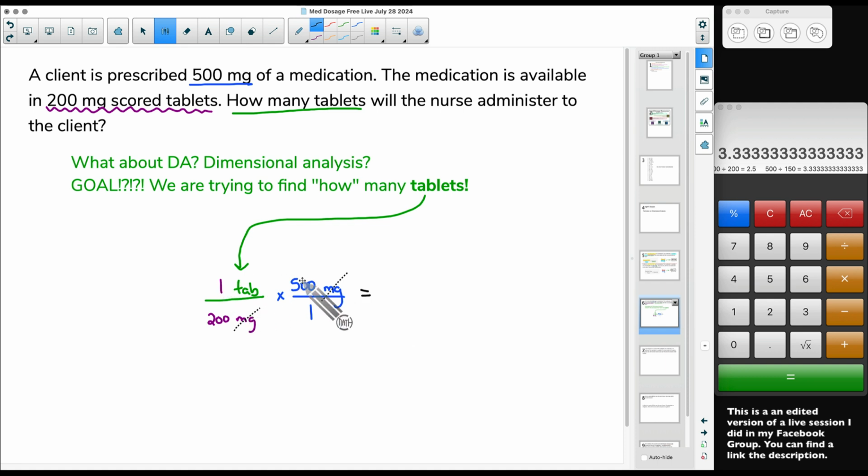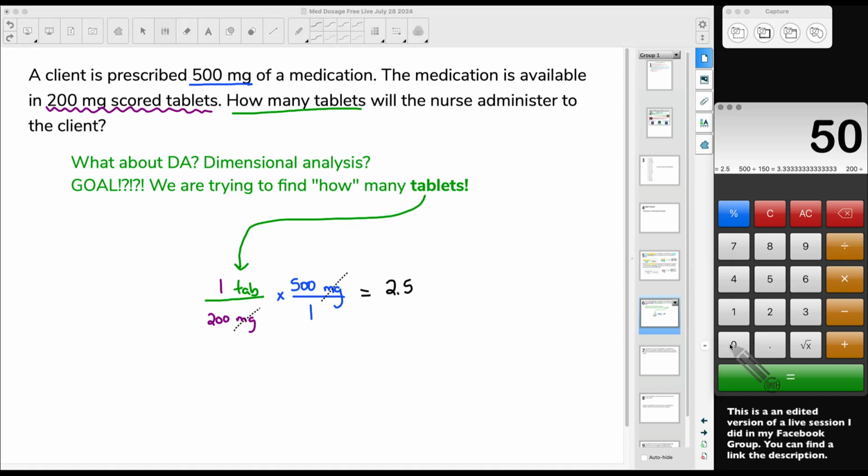But again, here, we're just taking 500 divided by 200. Do not divide 200 by 500. When you divide, it does matter the order of division. It doesn't matter what order that you multiply two numbers. It does not matter the order that you add two numbers, but it does matter how you divide two numbers.